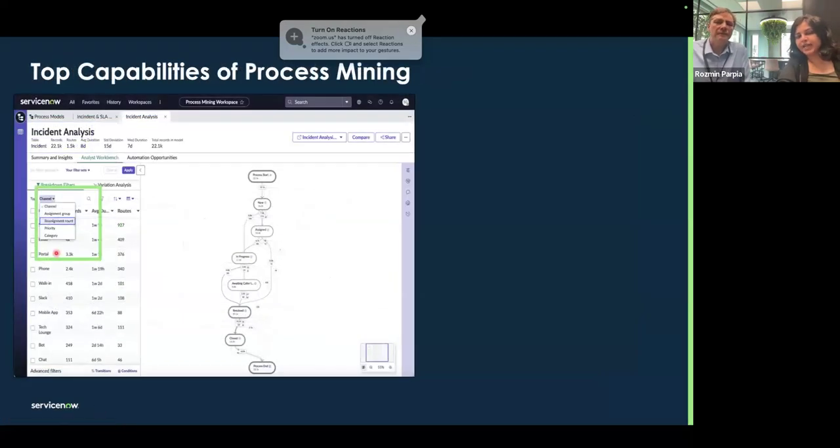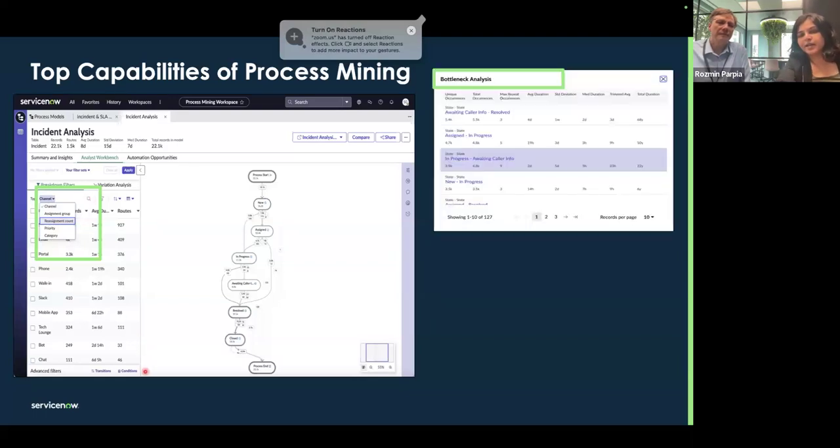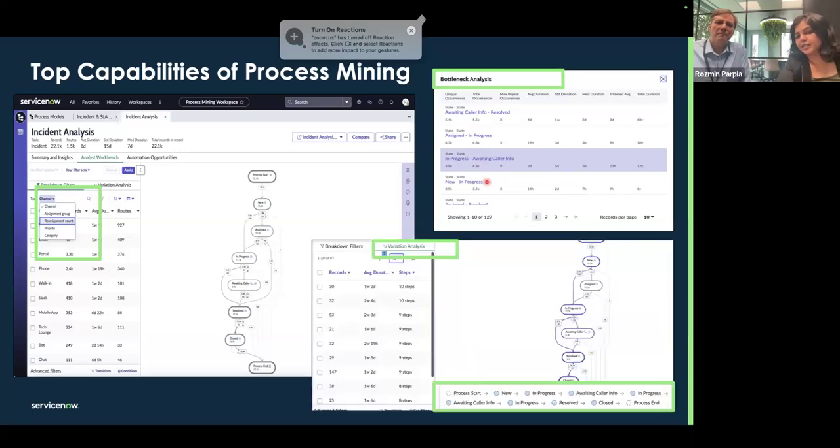And then lastly, we have breakdown filters where you could add channel, assignment group, and all these cool breakdowns to filter your process maps, and bottleneck analysis. If you just want to know the two nodes in your process that are taking the longest or are having a lot of repeat journeys, then you'd go to your bottleneck analysis, and it will give you a good screen summary of all those bottlenecks in your process.